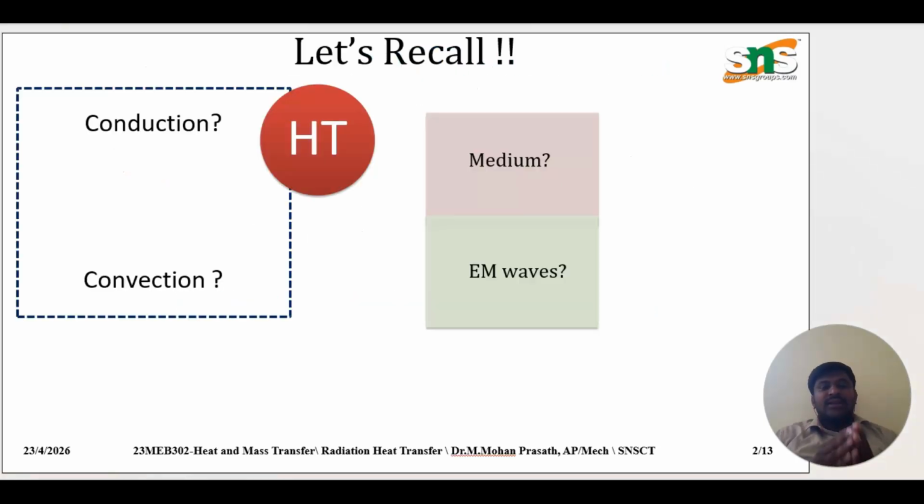Let's recall, there are three types of heat transfer. One is conduction, next is convection, and finally radiation. Conduction is a type of heat transfer which occurs through physical contact between two surfaces. Convection is a type of heat transfer which occurs between a surface and a fluid. In convection, the heat transfer occurs only with the help of a fluid medium. Next, radiation is completely different from convection and conduction.